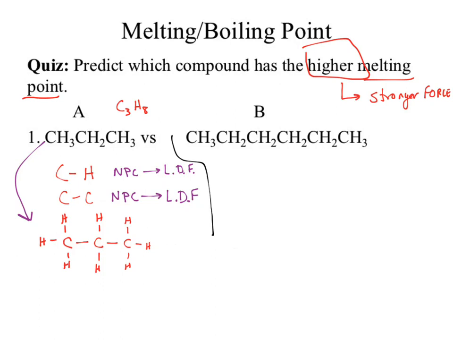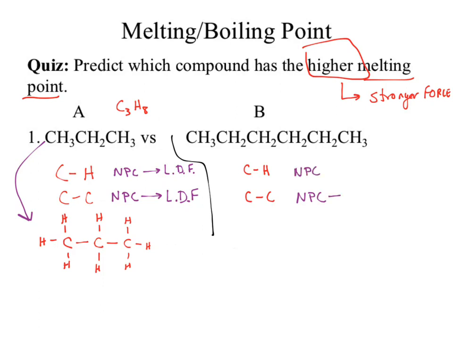What bonds are present in 1B? Carbon to hydrogen. Fantastic. What else? Carbon to carbon. What else? Shaking your head's a good answer. There isn't any other bonds. That's it. Okay, what kind of bond is a carbon to carbon? Nonpolar covalent.